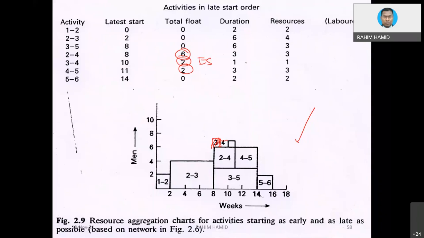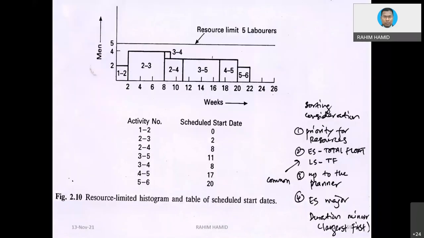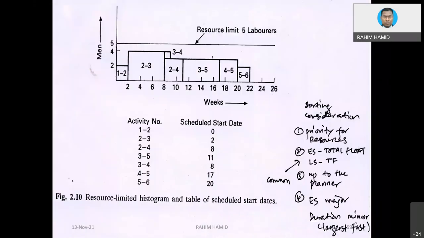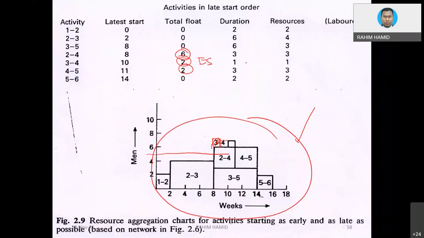Then another example, lastly, about resource leveling. Let's say we already decided to use this graph for our resource smoothing, but the issue is that we want to limit the resources. That is resource leveling. We want to limit the resources to only 5. So if we limit to 5, a few activities, such as this one and even 3-4, will be affected because cumulatively they require more than 5. So it is not sufficient in terms of the number of laborers.